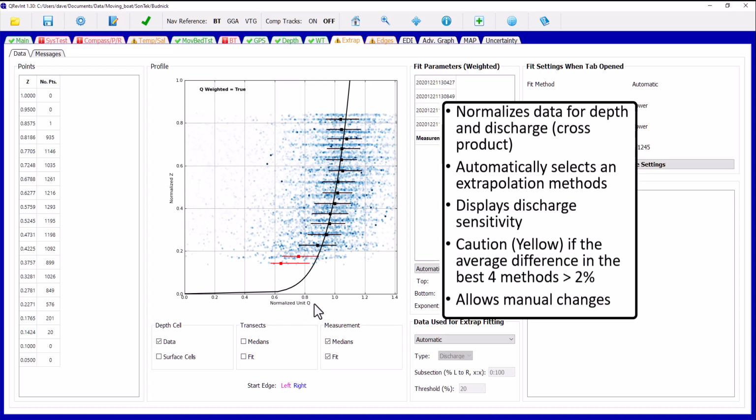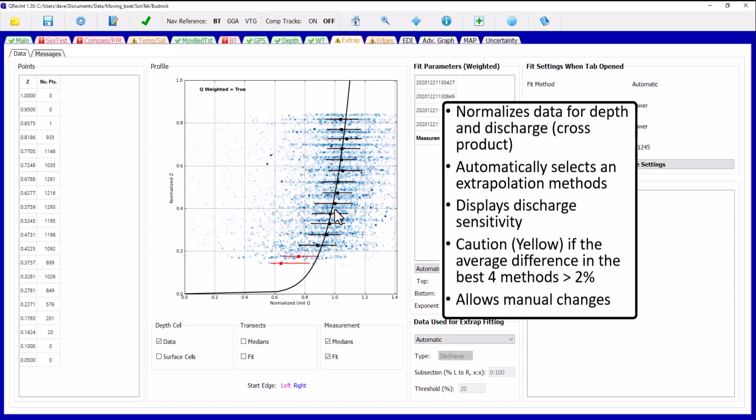For each ensemble, the discharge is averaged, and then the discharge in each cell is divided by that average. And if you note, the average discharge, which would be 1, is very close to 6/10 of the depth from the water surface, which is often what is collected when using point measurements.